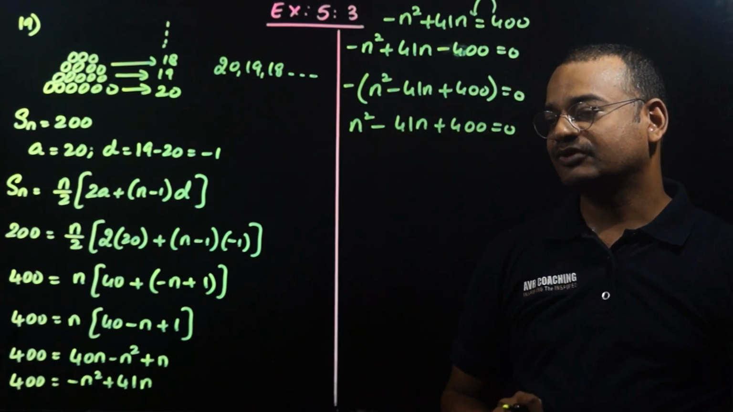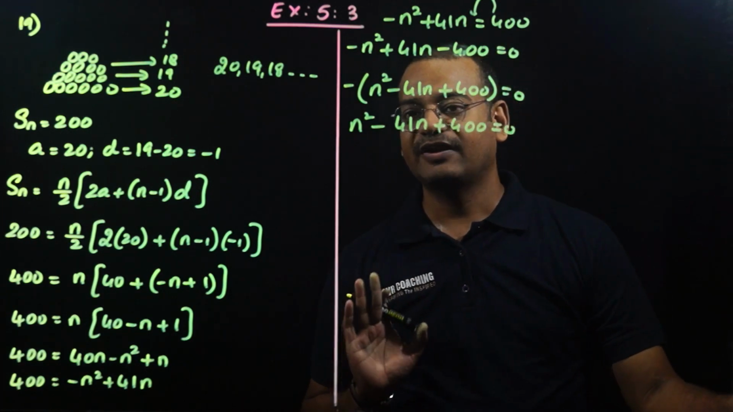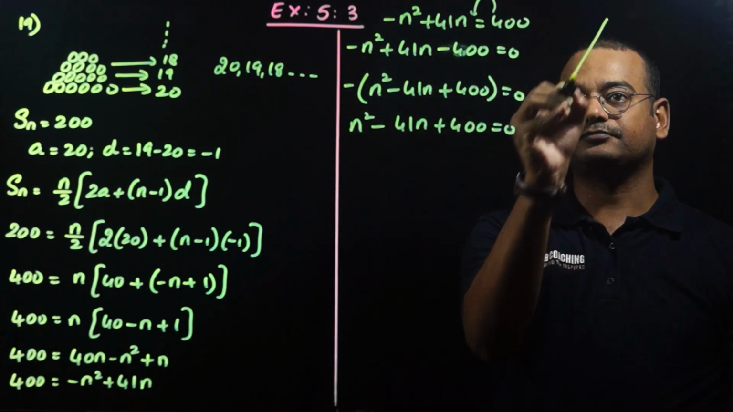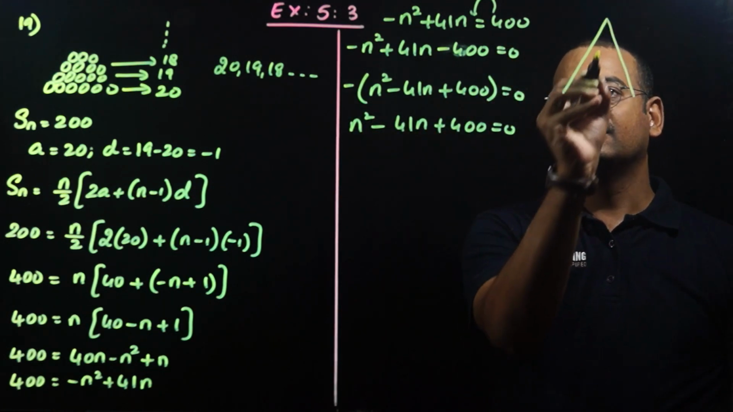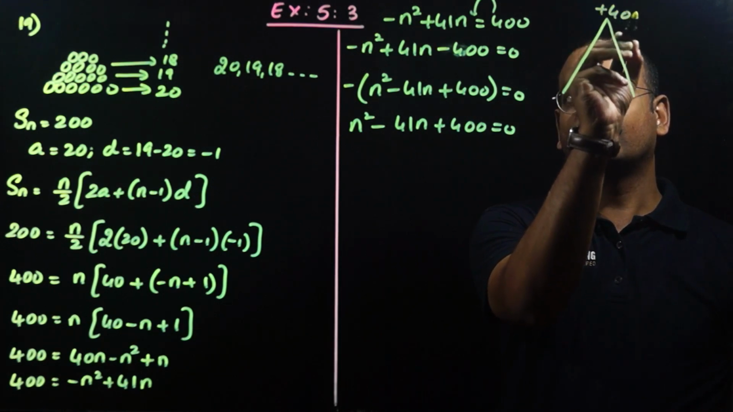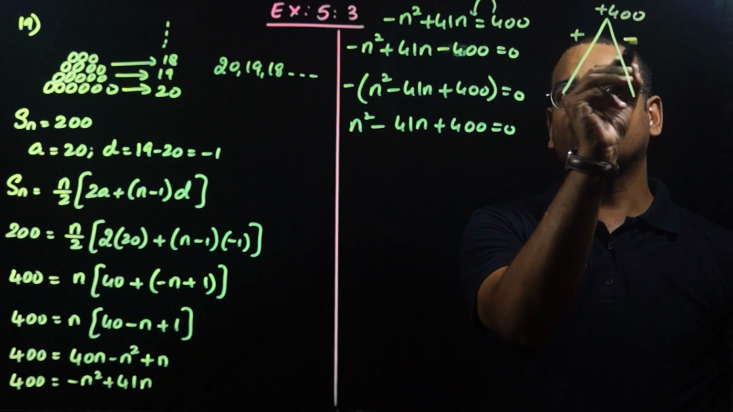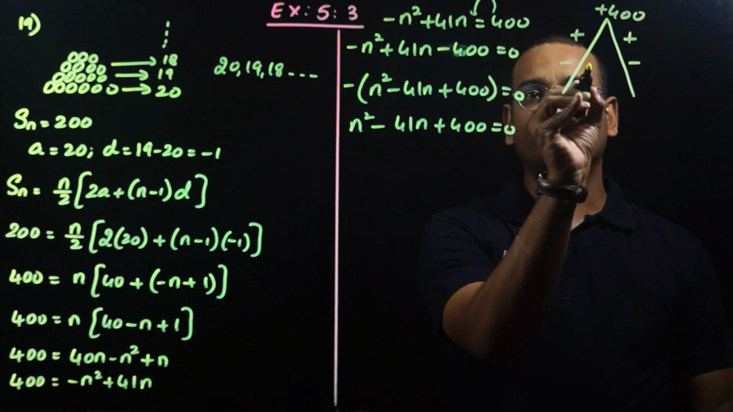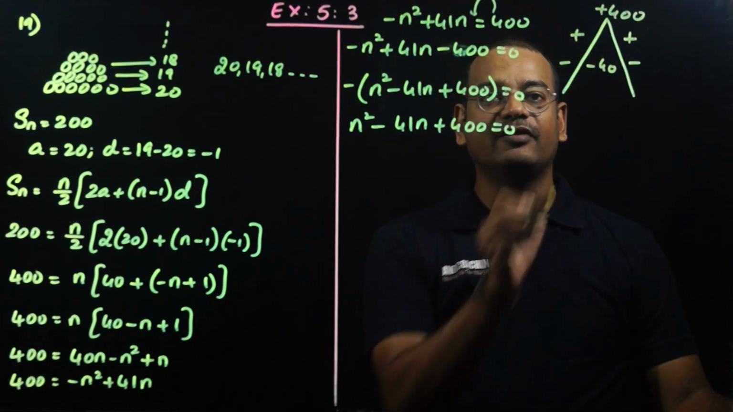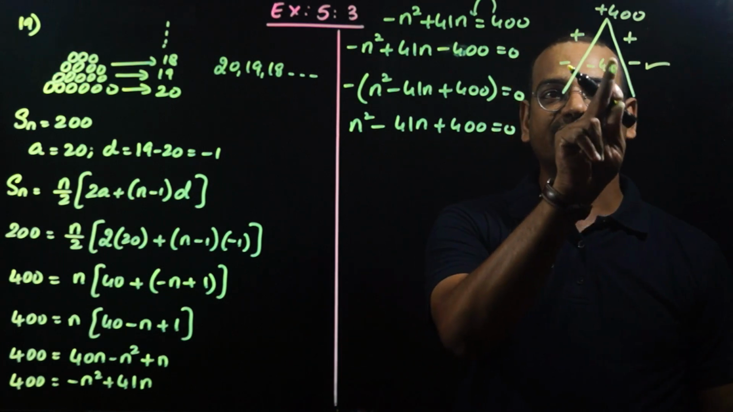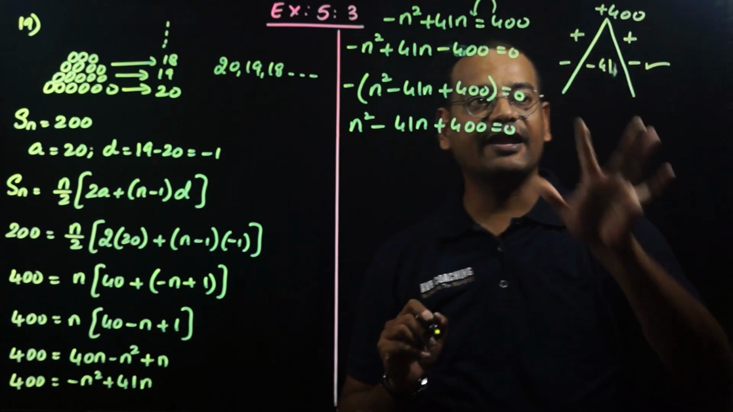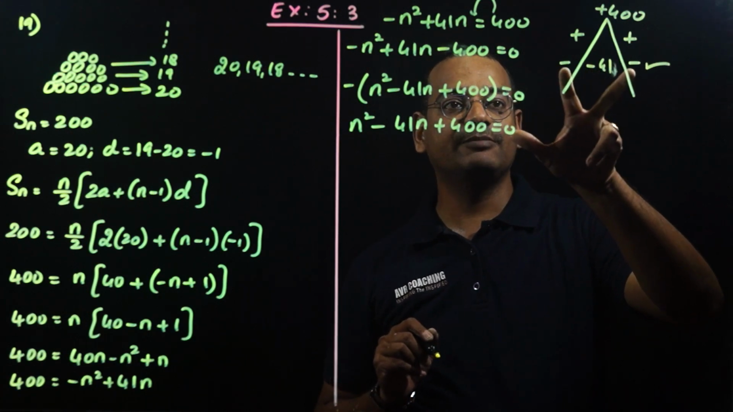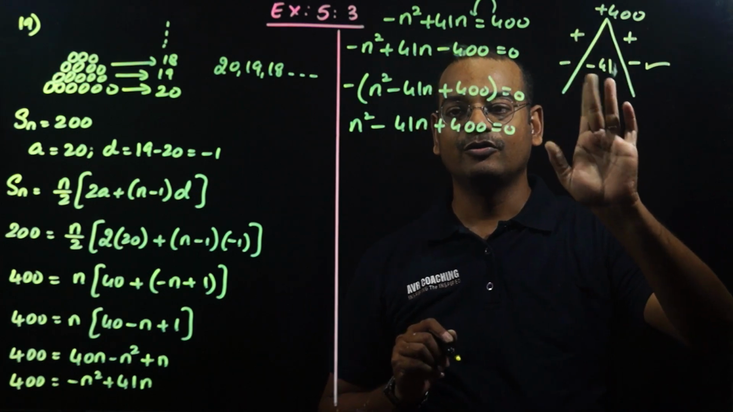Now since it is a quadratic equation, we have to factorize it. To factorize, we will multiply the first term and the last term. When you multiply the first term and the last term, the value is plus 400. Plus means we have two options, plus into plus or minus into minus. Since the middle term is minus 41, we will take minus into minus. It means that when we add two numbers, the sum should be 41, but when we multiply those two numbers, the product should be 400.